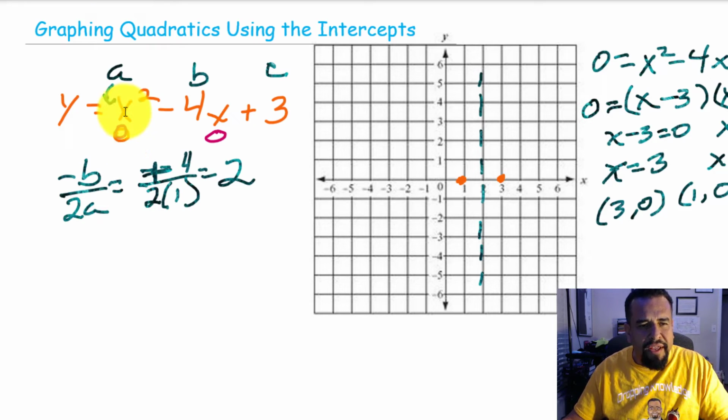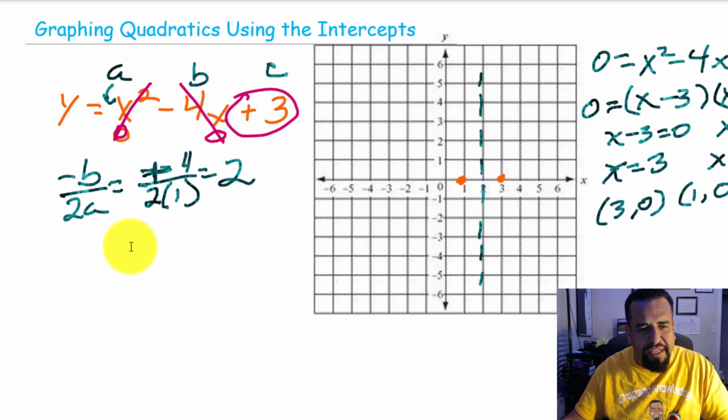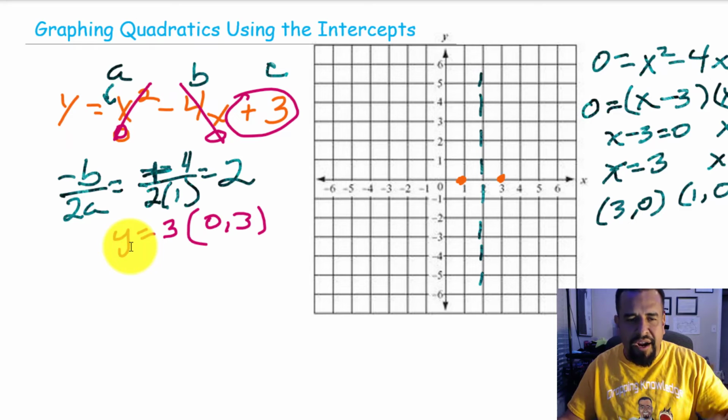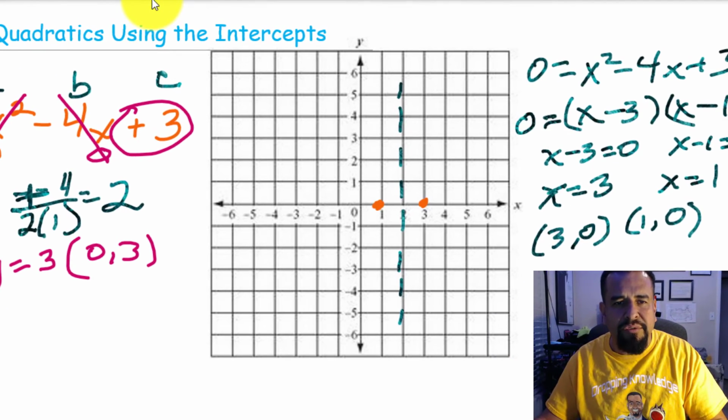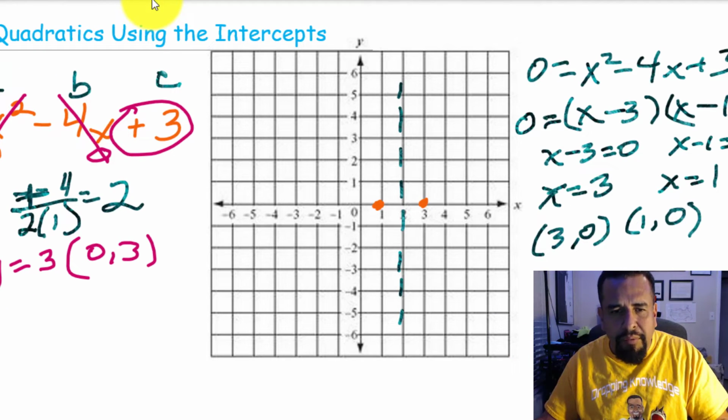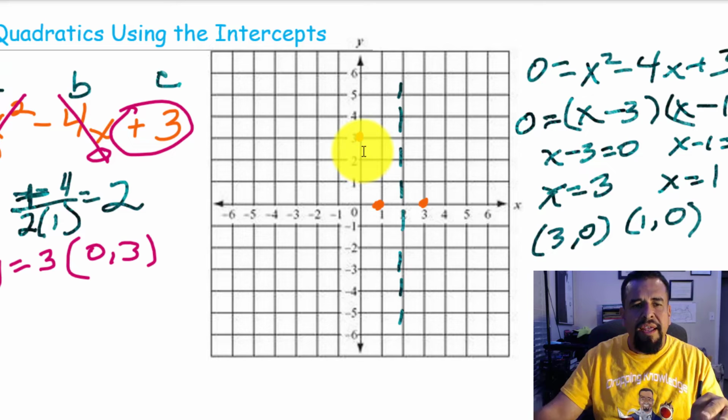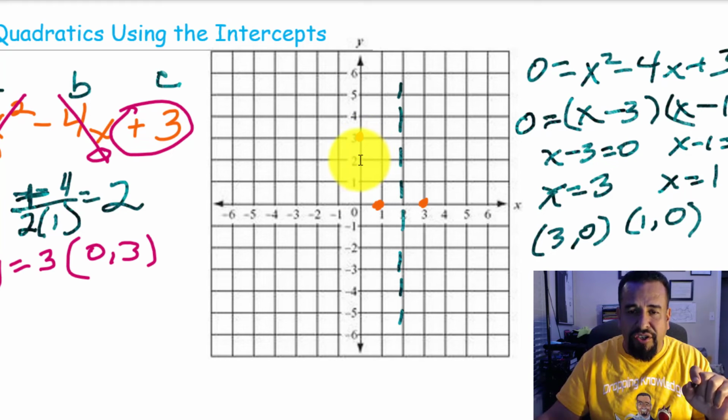Now, if we solve it, well, 0 squared is 0. 4 times 0 is 0. I'm left with a positive 3. That means y has a value of 3 when x equals 0. Therefore, I have (0, 3) as my y-intercept. All right, let's go ahead and graph that one as well. So (0, positive 3) right there. Okay, that right there is once again my y-intercept.